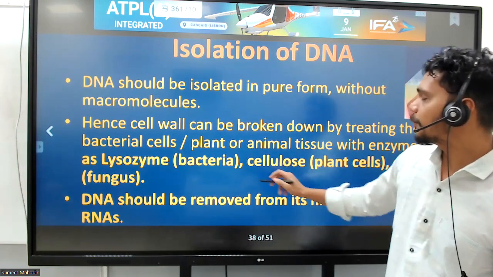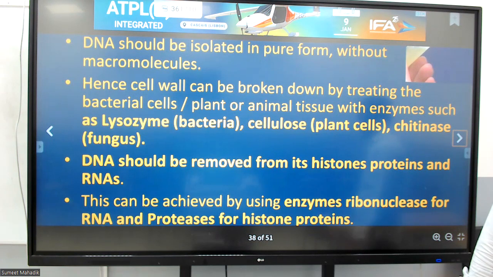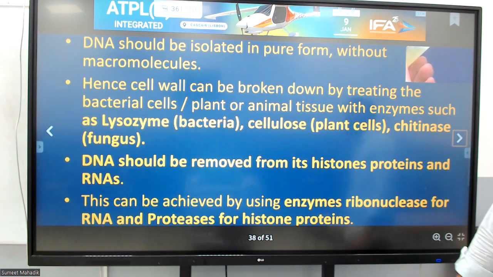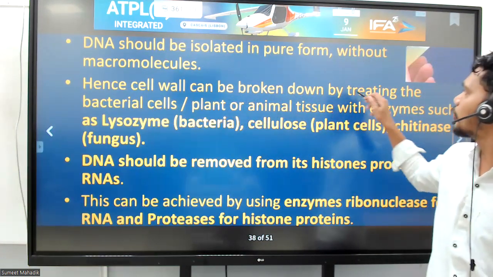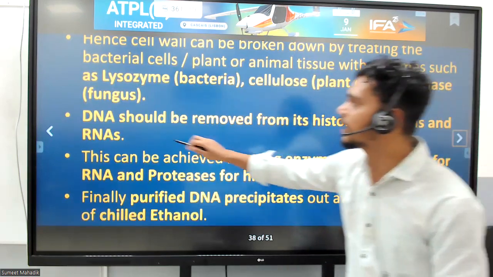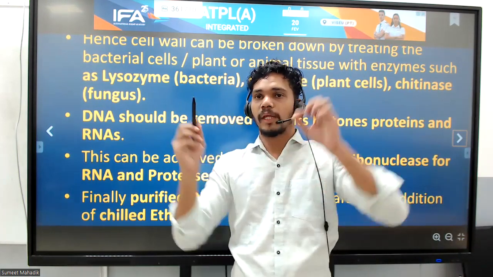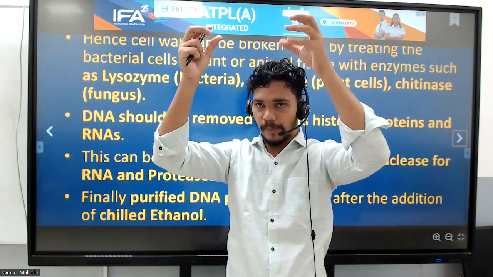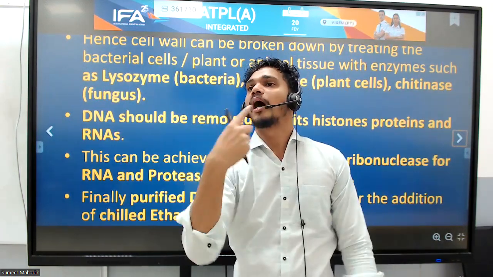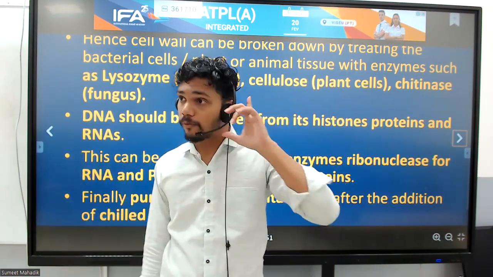With a bacterial cell, or a plant or animal tissue, enzymes such as lysozyme, cellulase, and chitinase for fungus are used. So the cell wall can be broken down by these. Once the cell wall is broken down, you can go inside. The DNA should be removed from its histones. DNA is the winding one. Histone molecules are responsible for making it wind into a coil-like structure. If you remove the histones, unwinding will happen, and then you can have the sequence of nucleotides.